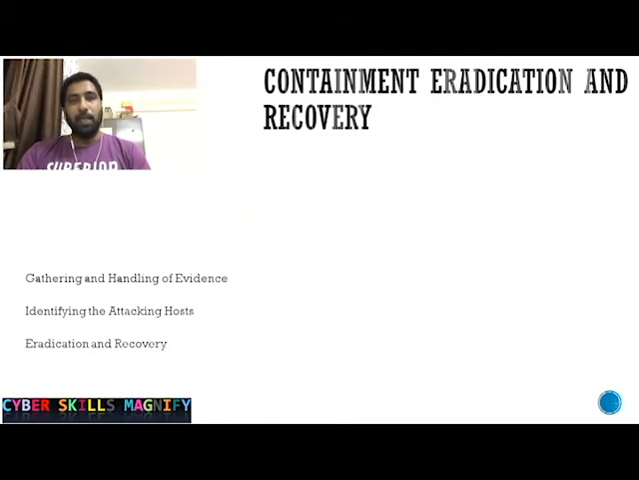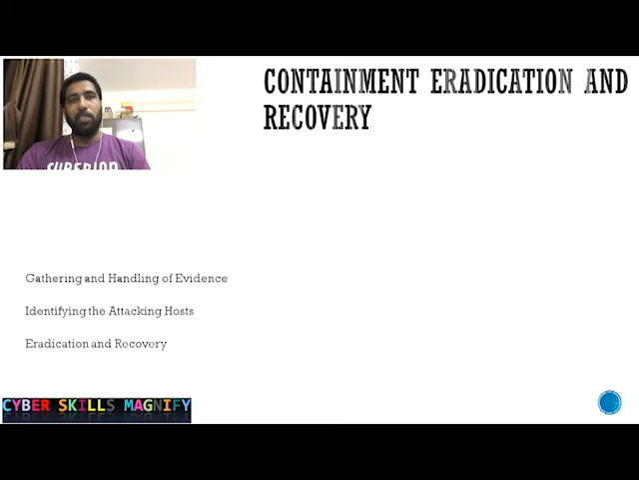Evidence gathering and handling. Although the primary reason for gathering evidence during an incident is to resolve the incident, it may also be needed for legal proceedings. In such cases, it is important to clearly document how the evidence, including the compromised systems, has been preserved.